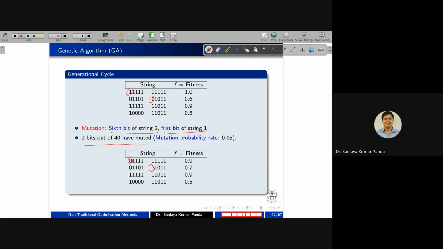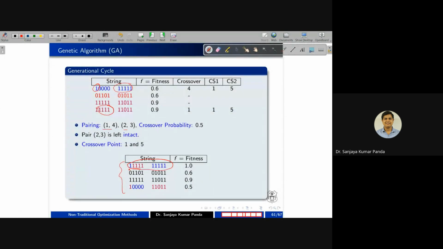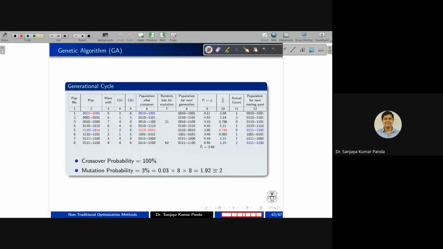In the previous case, let's say we are taking 2 pairs, 1 with 4 and 2 with 3. So it is 50%. But in the 2-3 case, assume that there is no change. After making the crossover, it is made in such a manner that there is no change. That also can happen. Sometimes crossover is not beneficial, right? So crossover we have done twice, that is 50%. You can go up to 100%. Mutation we have done only in 2 bits out of 40 bits, and you can go up to 50%.